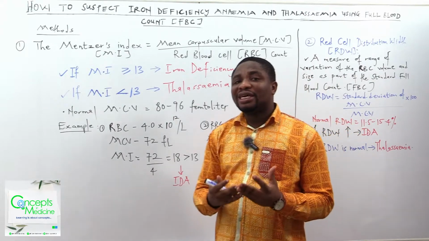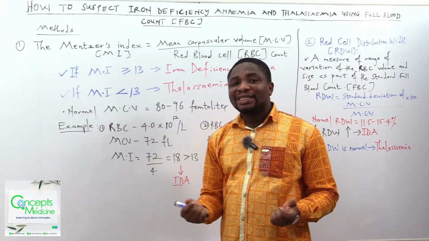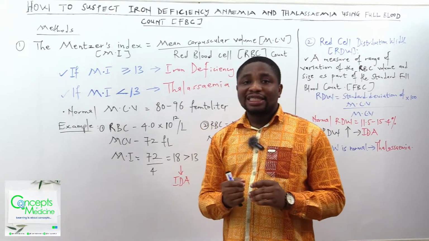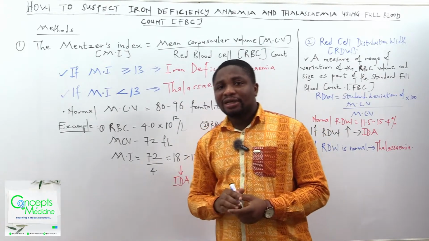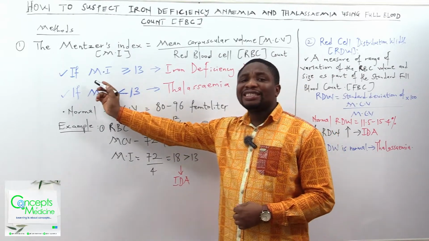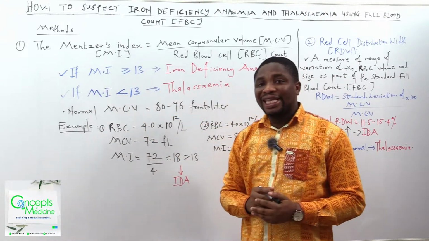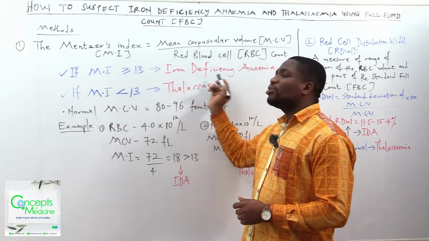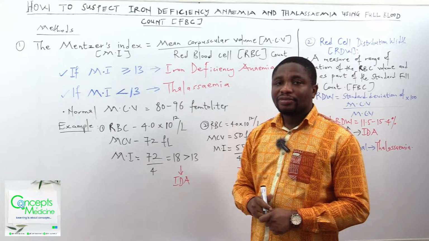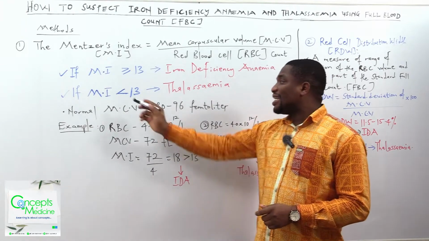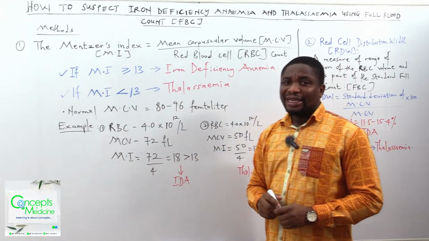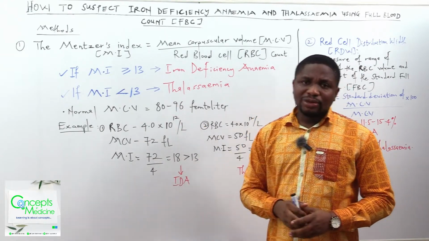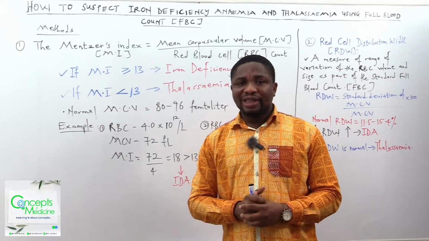How then do we use the understanding of the Mentzer Index to create a high index of suspicion for thalassemia and iron deficiency anemia? So if you have a Mentzer Index greater than or equal to 13, then there is a high index of suspicion for iron deficiency anemia. And if the Mentzer Index is less than 13, then the high index of suspicion goes for thalassemia. Let's look at two examples to depict that.